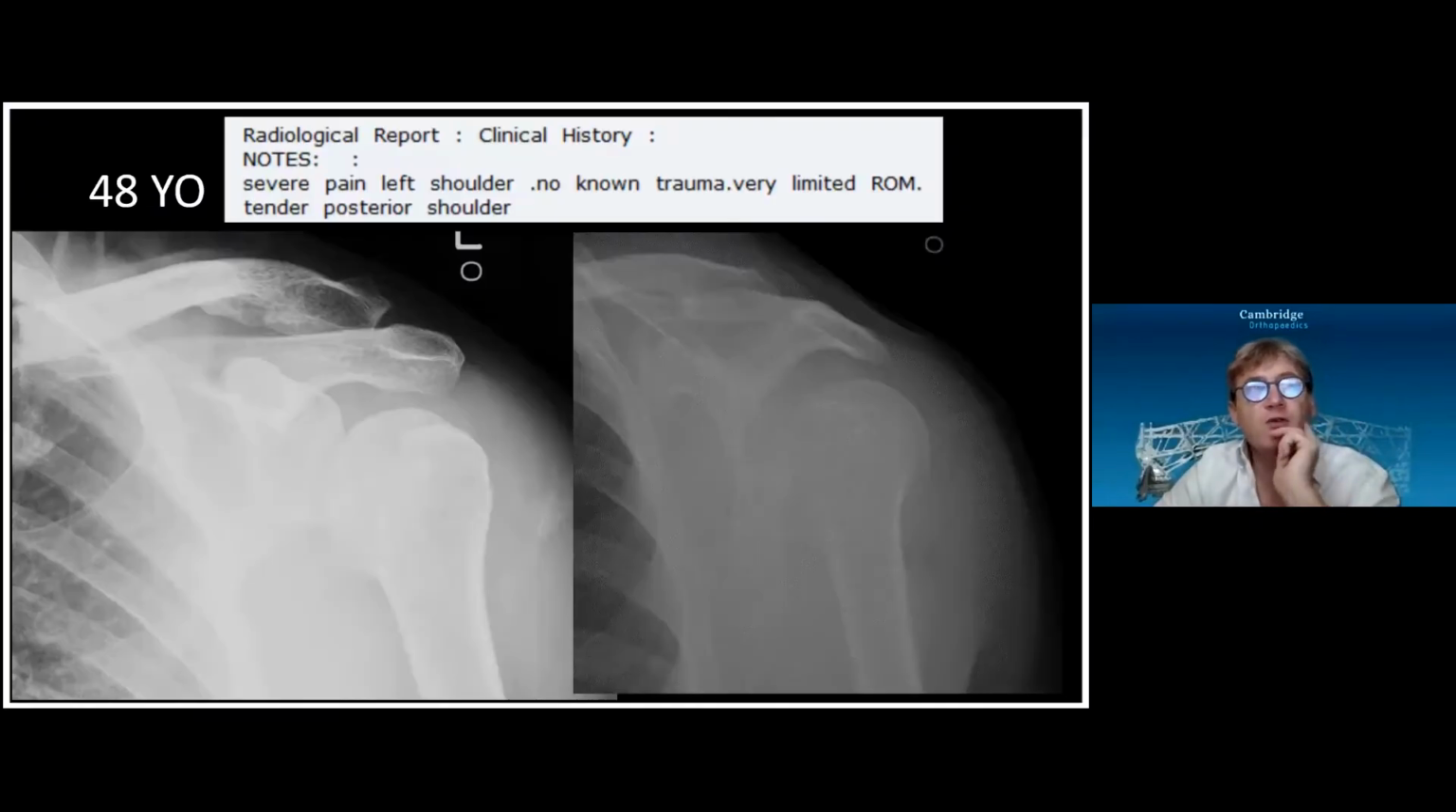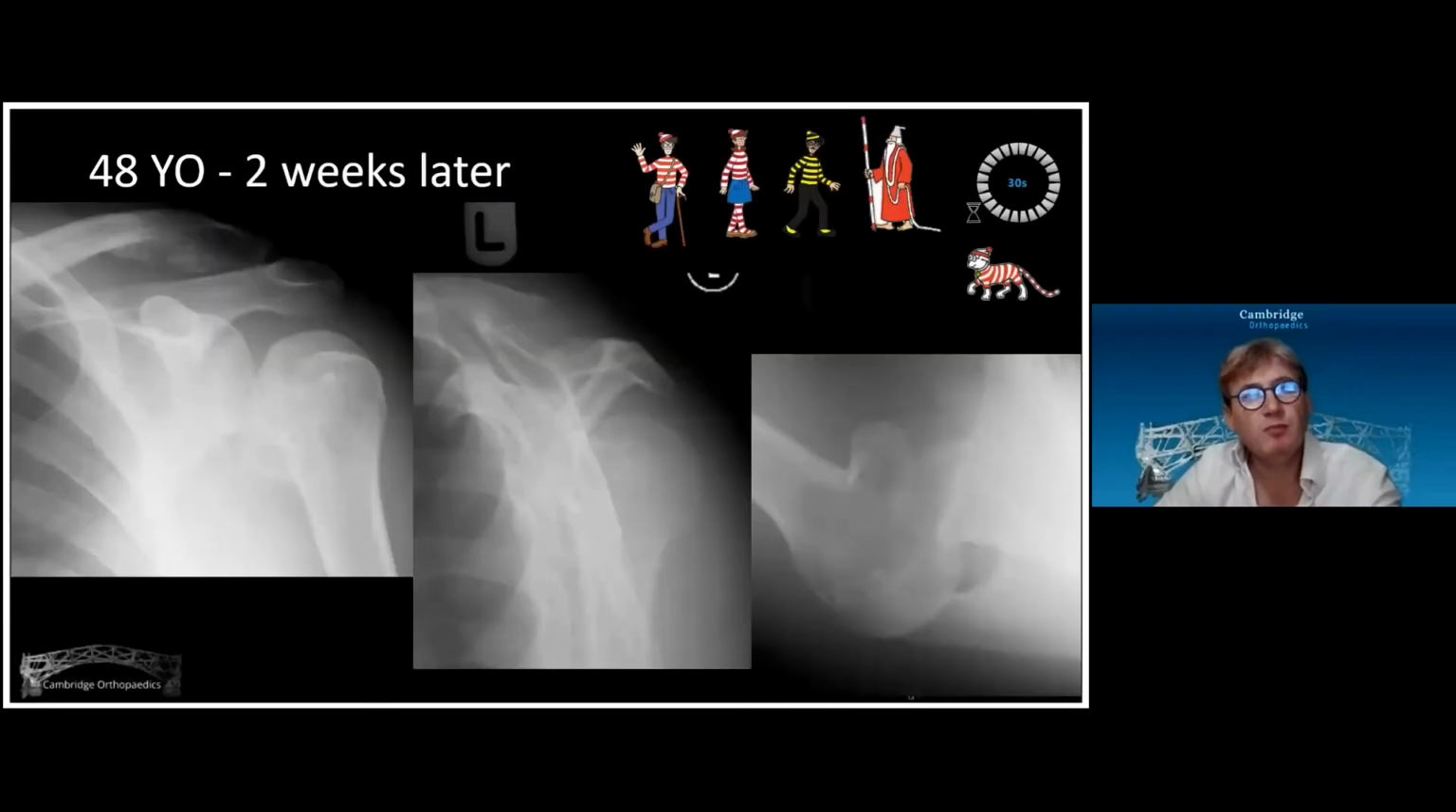Here we see the radiographs of a 48-year-old male who has severe pain in his left shoulder. There's no known trauma. He's got a limited range of movement and tenderness over the posterior shoulder. Those radiographs get reported as normal. Fortunately, the patient represents 2 weeks later. Now we get the full trauma series, the AP, the lateral scapular view, and the axillary view. And I'm going to give you 30 seconds to look through these radiographs, looking for all 5 abnormalities.